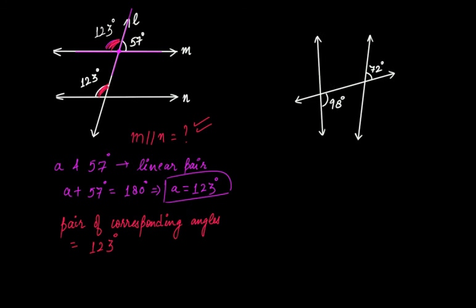Let's say this is M, this is N, and this is L. You have to tell whether M is parallel to N or not. Okay. So in this case, we have these two lines M and N, and L is a transversal. If you focus on this line, around this vertex, you can see this 72 degrees, and let's name the other angle A. A and 72 degrees are what? They are actually a linear pair.